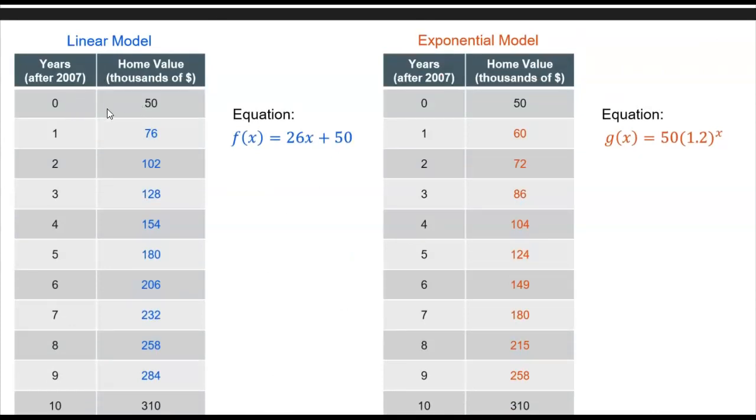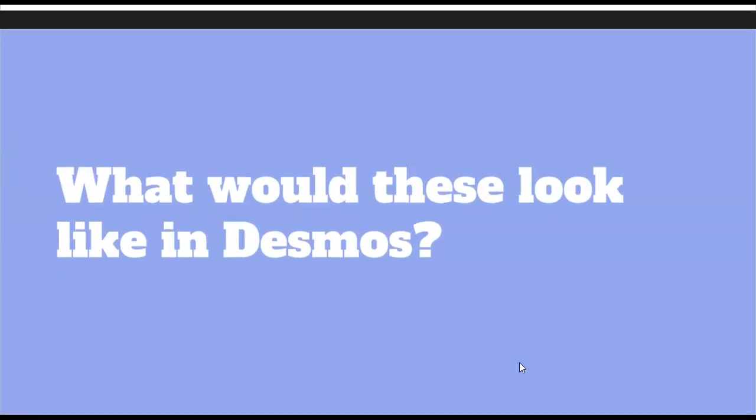Notice that we started with the same value. They both started with $50,000. They both ended with the same value, $310,000. But the numbers in between are different. We'd expect that in a linear equation versus an exponential equation. They're growing at different rates. So whenever we're comparing linear and exponential equations, it's always a great idea to put them on a graph, see what they look like together. Putting things on a graph really helps us visualize and be very intuitive for our understanding.